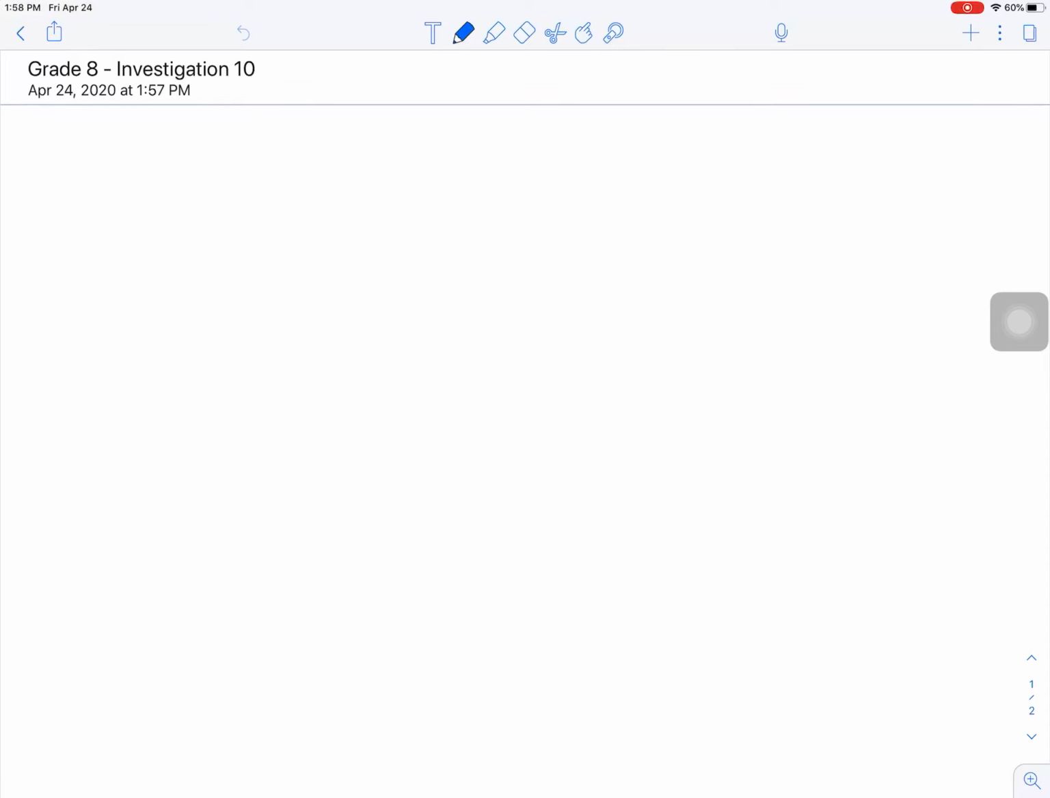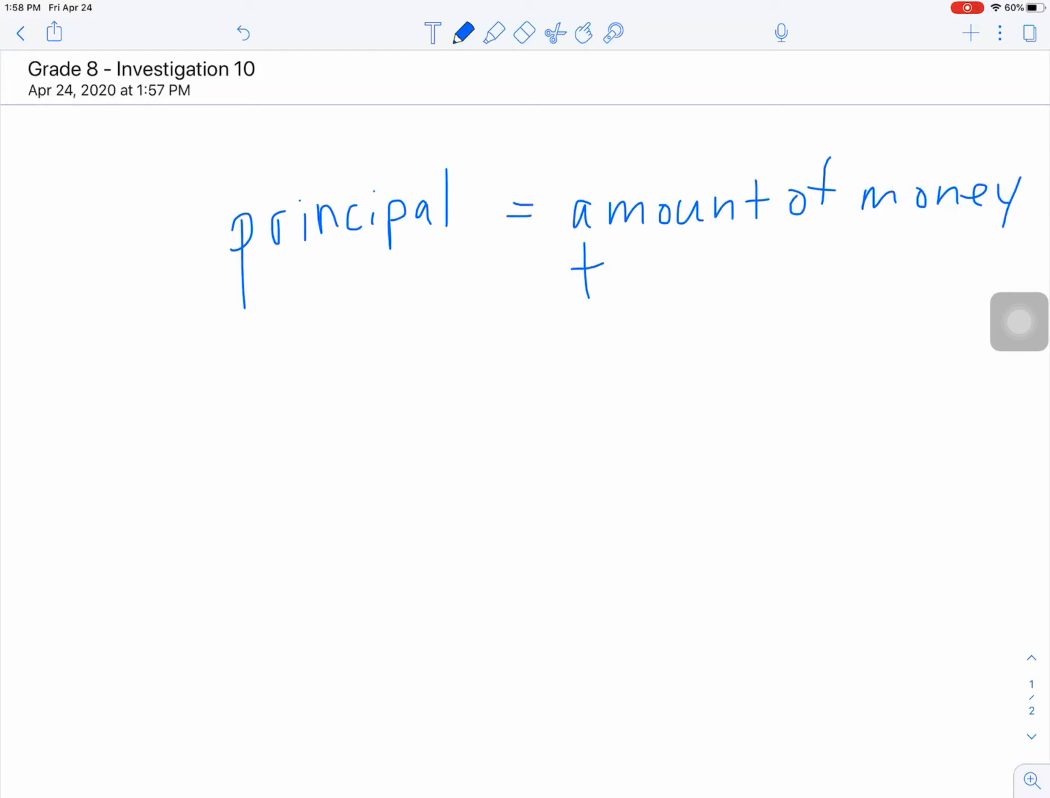All right, grade 8, we're starting investigation 10. Some concepts that we're going to talk about. The first one, they want you to know about principal. What is that? That is the amount of money that you start with. Okay, so that really means that this is the money that you have before you get interest on it.